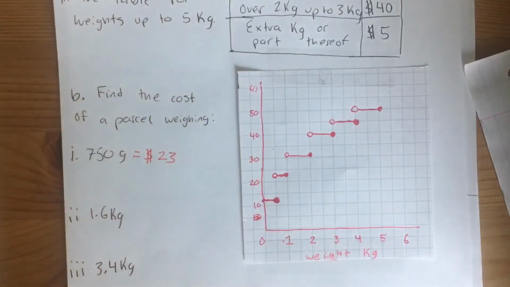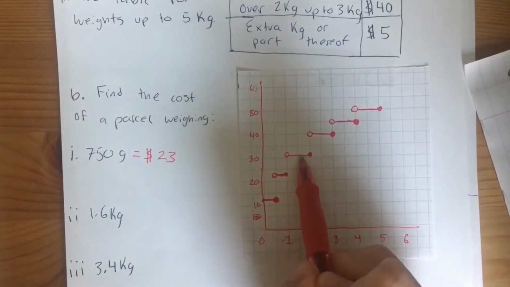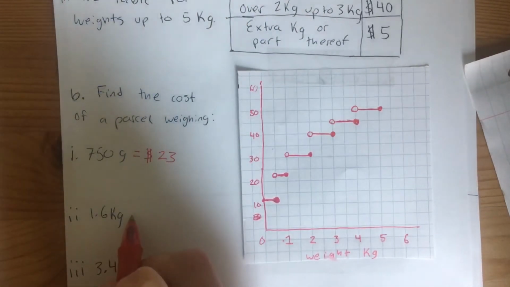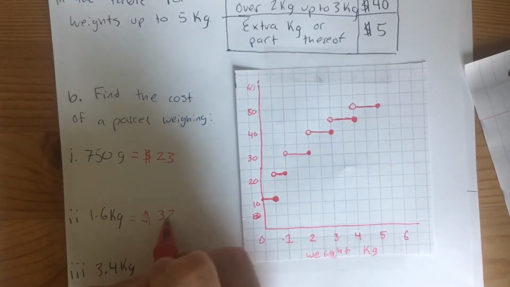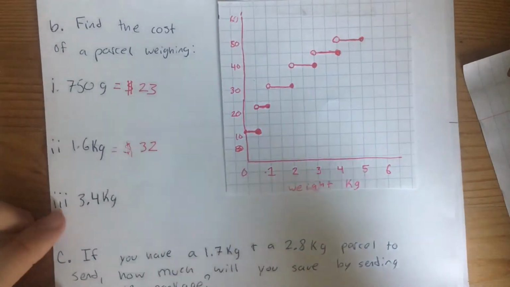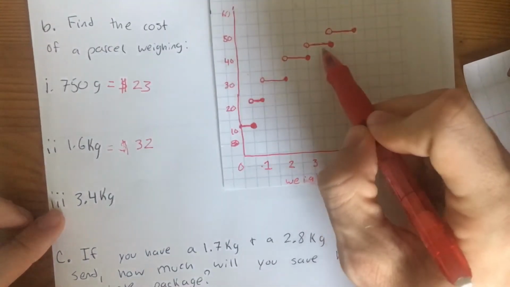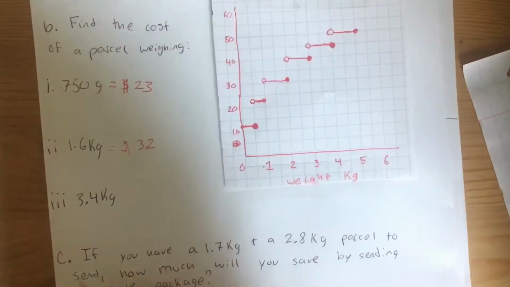If we did 1.6 kilograms, we'd go to here. That would go to this piece right here, and that would be $32. And then lastly, the 3.4, if we go to 3.4 and go up to that piece, that's going to be $45.